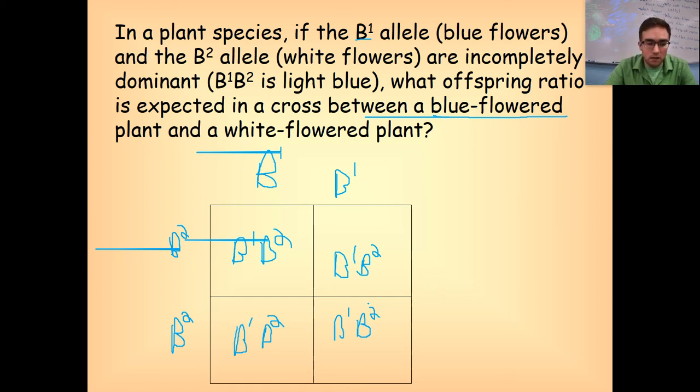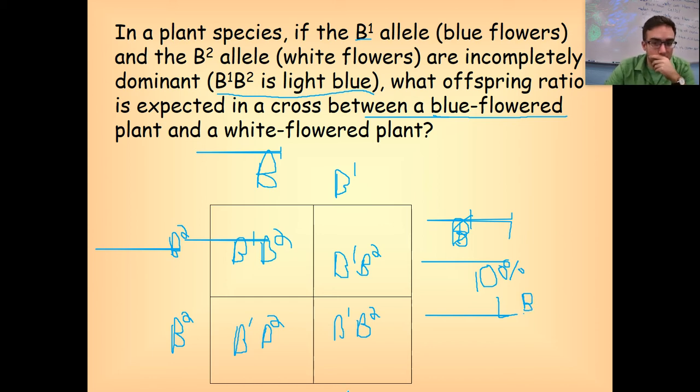So then you just look at what you got. Well, every box here has a B1, B2. So that means all of our offspring are going to be 100% light blue, because they're incompletely dominant. So if you have B1 and B2, it's light blue. So we're going to have, whoops, let me cross it out. So we have 100%, sorry about that, 100% light blue. So that's what we got.